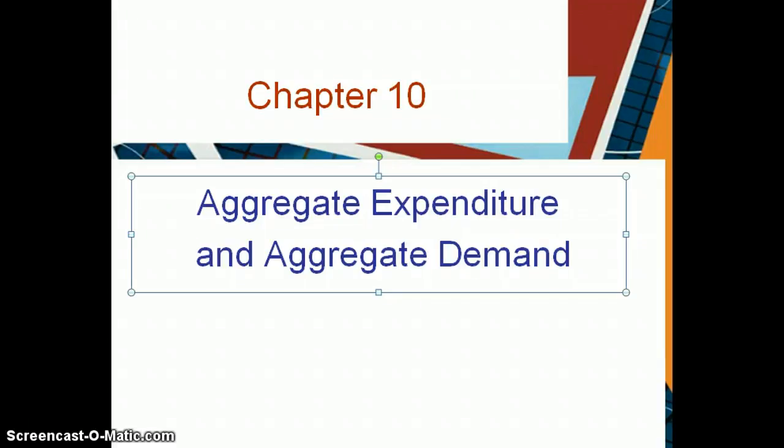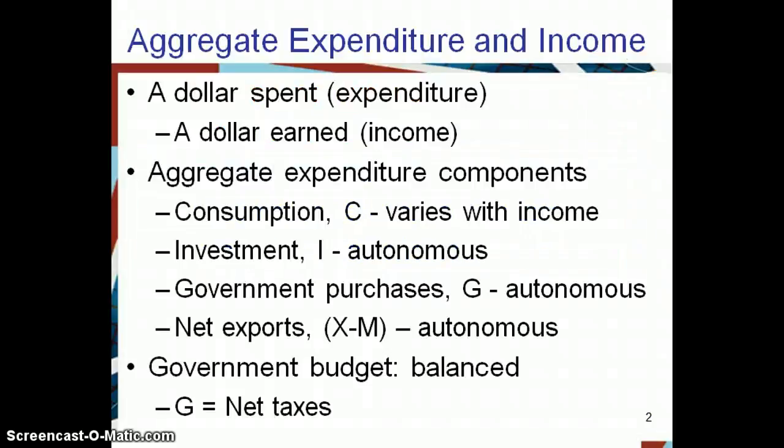When we walk through Chapter 10, the thing that we talk about here is aggregate expenditure and aggregate demand. We look at aggregate supply and aggregate demand as the amount of stuff that's being bought and sold in the economy as a whole. And this is all dependent on income. So whenever we talk about income, when we talk about jobs, this is really, really important.